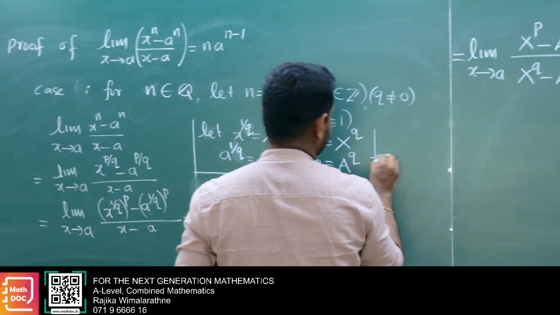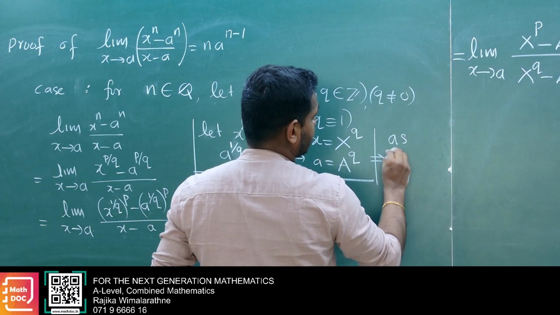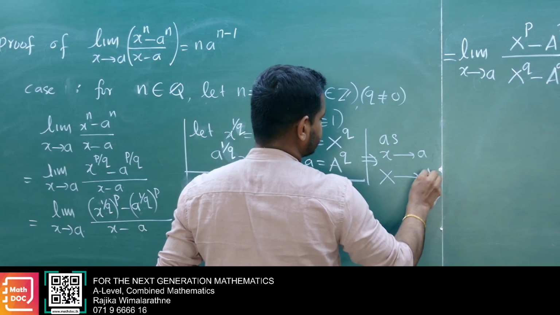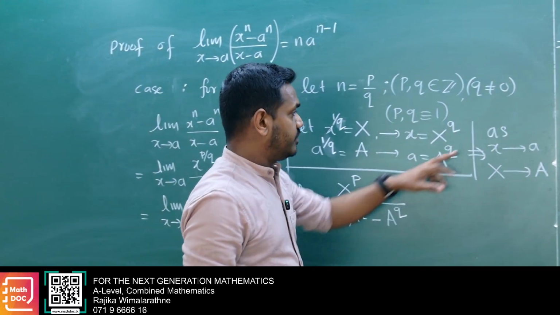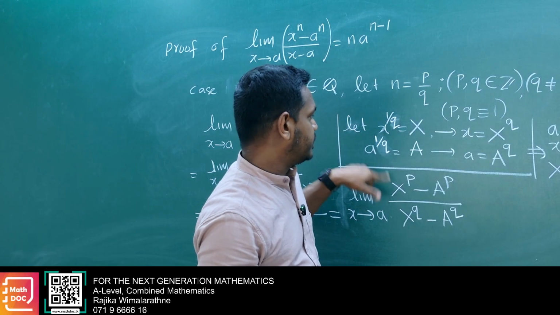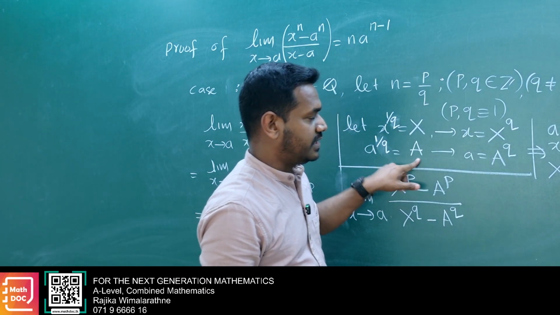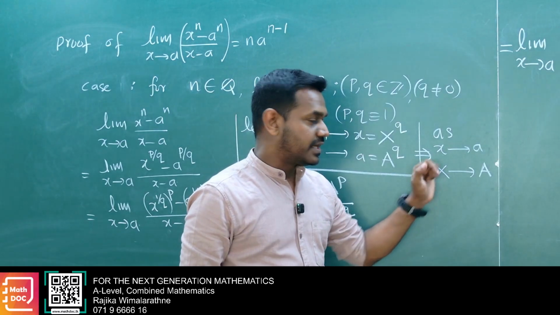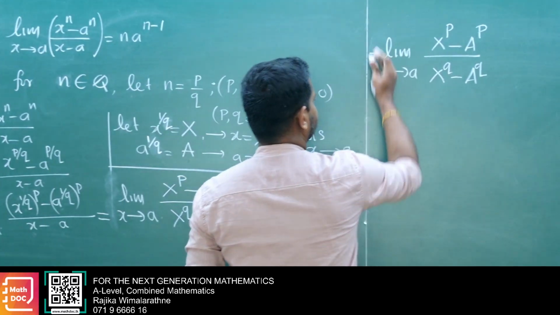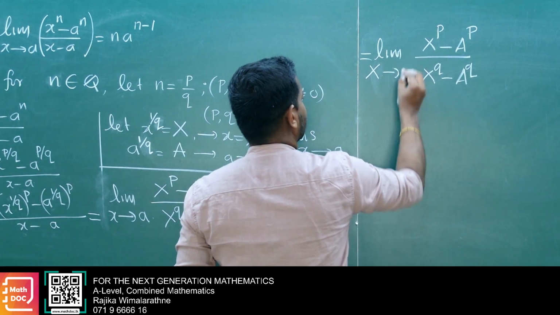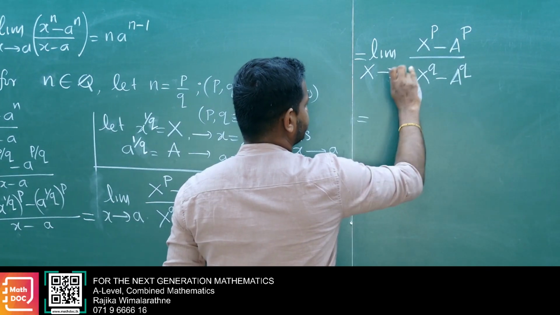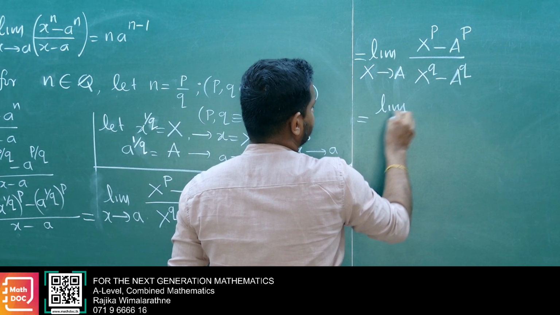Then by this substitution, as x goes to a, capital X goes to capital A. Here, as x goes to a, a to the power 1 over q means capital A. Therefore, as x goes to a, capital X goes to capital A. Then you change this limit in terms of capital X and capital A. Then now divide by x minus a, both upstairs and downstairs, and separate the limit.